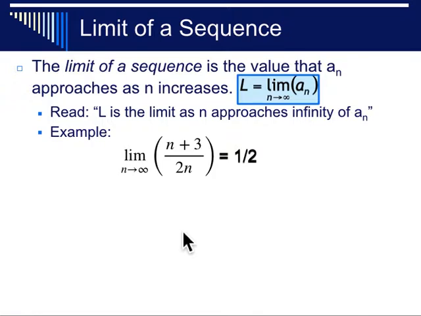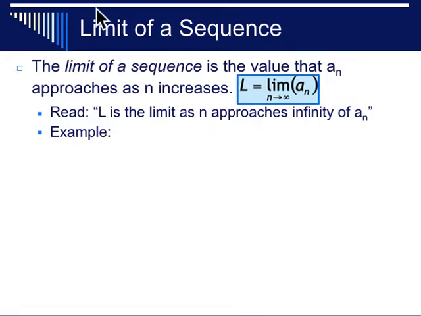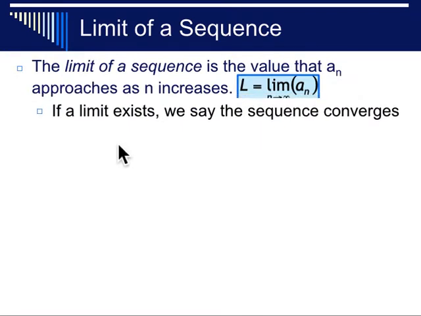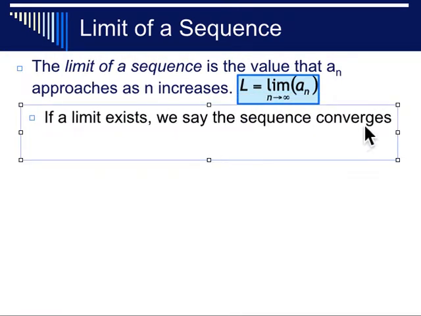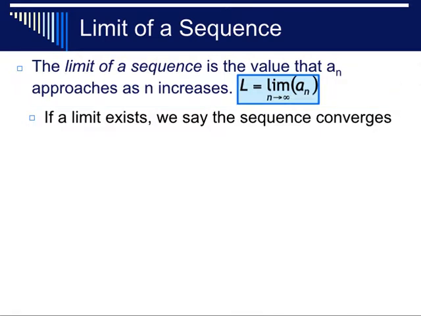Now, there's a little bit more direct approach to finding limits than simply looking at a table like that, and so we'll be able to confirm that it really is 1/2 in a little bit. But that's the idea behind a limit. We say that if a limit exists, the sequence converges. And so you might hear that word quite a bit. There's no promise that sequences will converge.